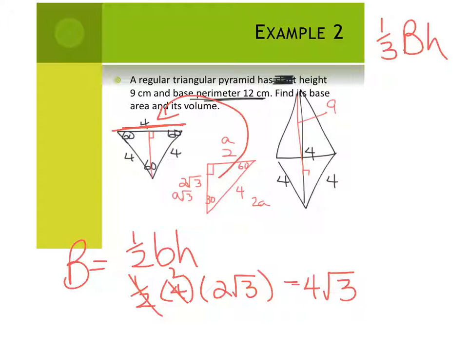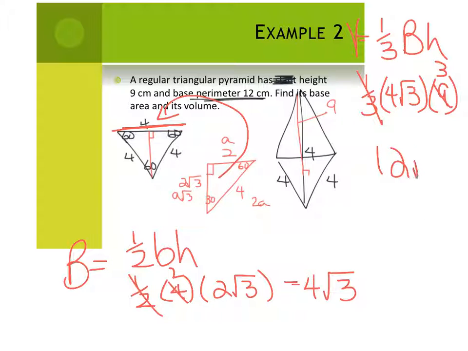So now I can plug it in to my original volume formula because I know the height, it's 9. So 1/3 times 4 radical 3 times 9, and that's going to give me the volume of this triangular pyramid. I could simplify, make this a 3, and then multiply what's left, and 4 times 3 is 12 radical 3, and these are centimeters cubed. Over here, this area was centimeters squared.